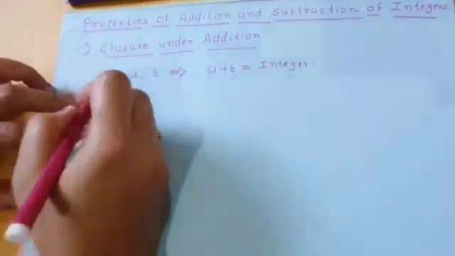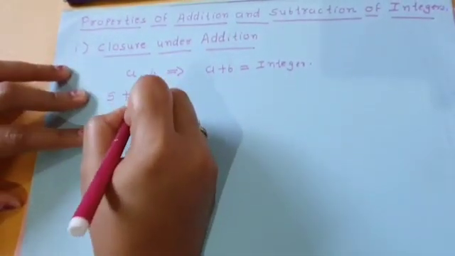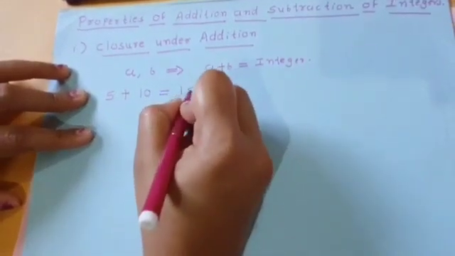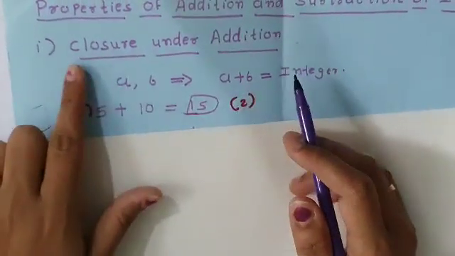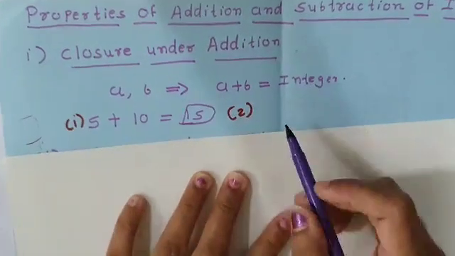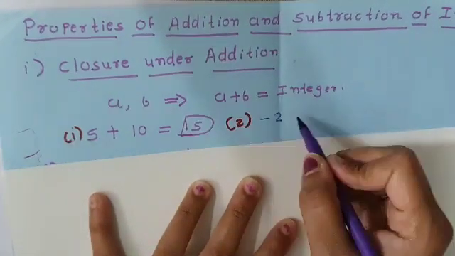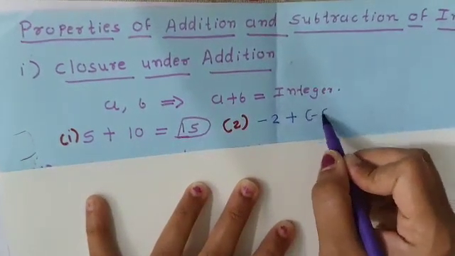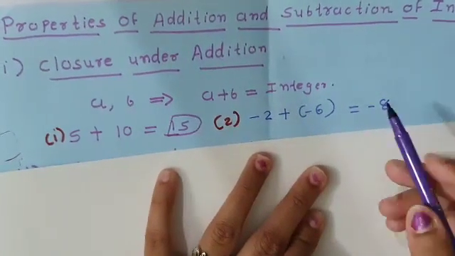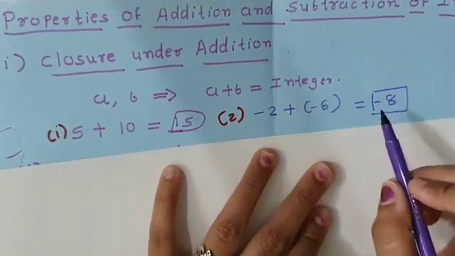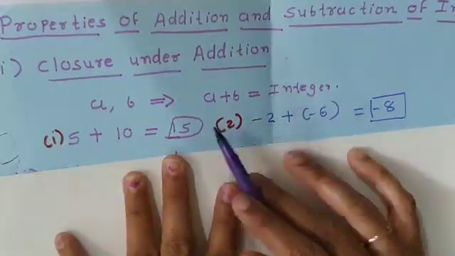Let us see with an example. 5 is an integer plus 10 is also an integer, so the answer 15 is also an integer. Let's check this property for negative numbers as well. Minus 2 plus minus 6 is equal to minus 8. So here minus 8 is also an integer. So this property is true for both positive and negative numbers.